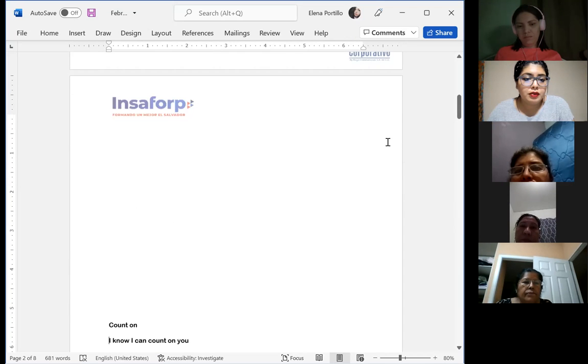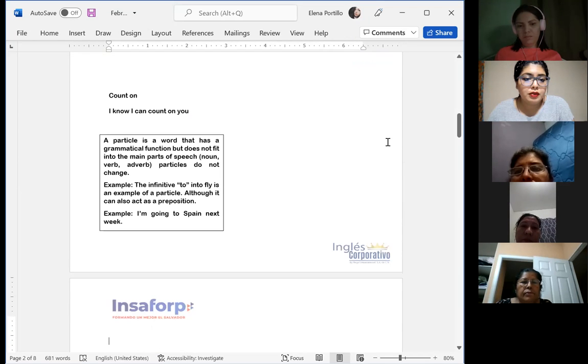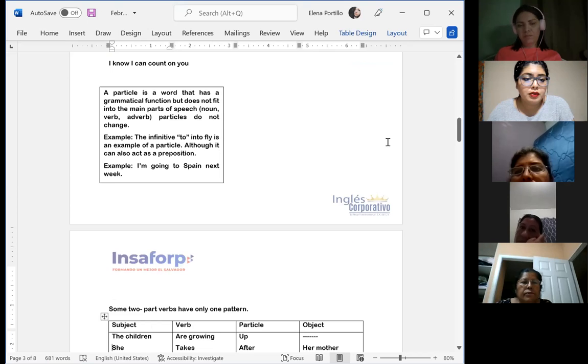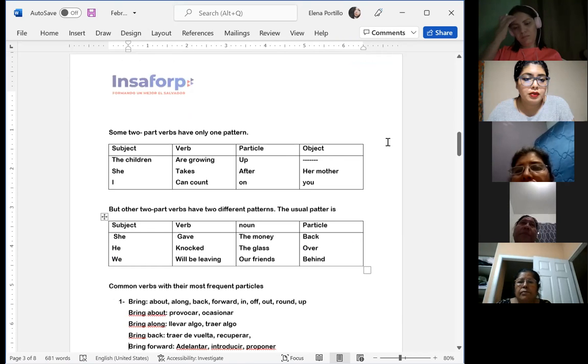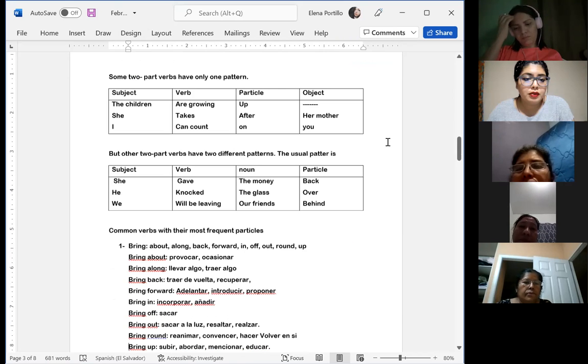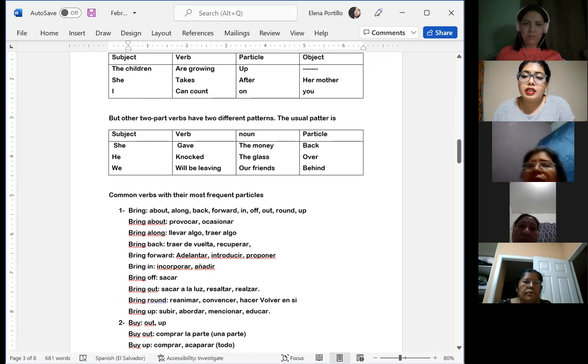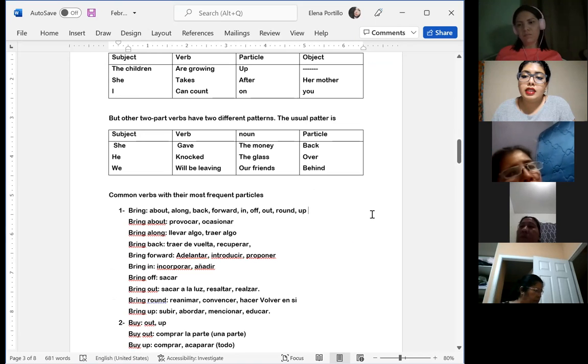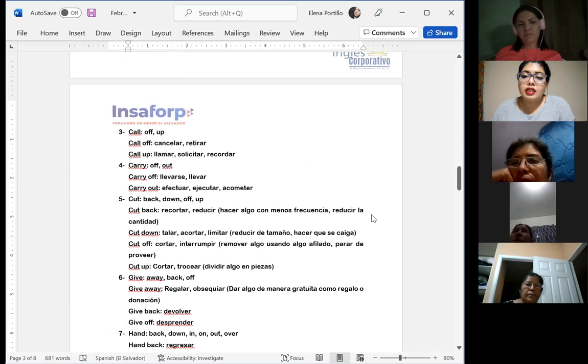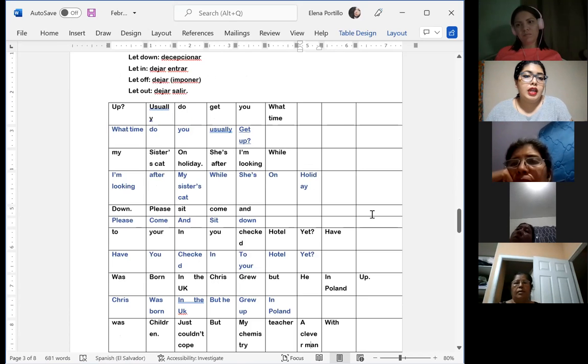What are the two-part verbs? How many types do we have? Some specification. We have some examples. We were talking about those verbs and their meanings in Spanish, then how to use them. Also, we did an exercise where you find the correct position of the words.